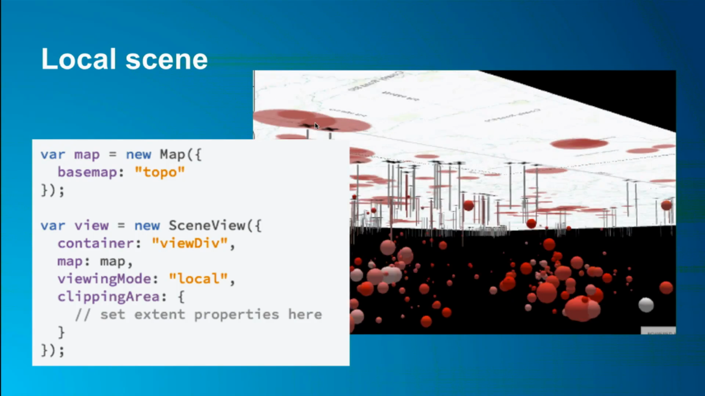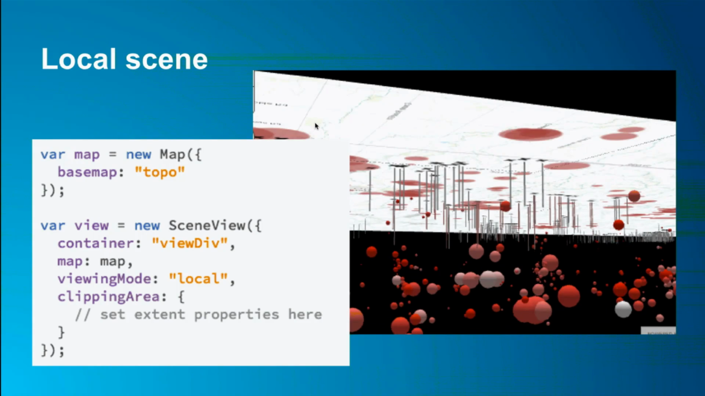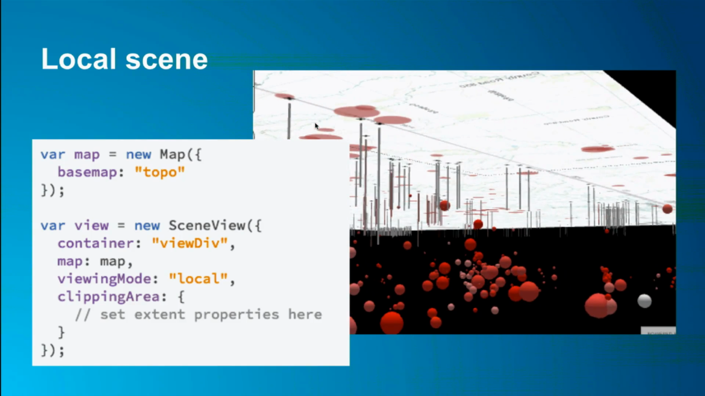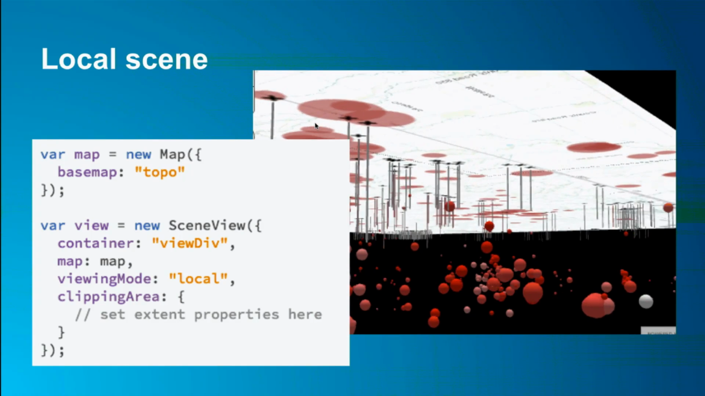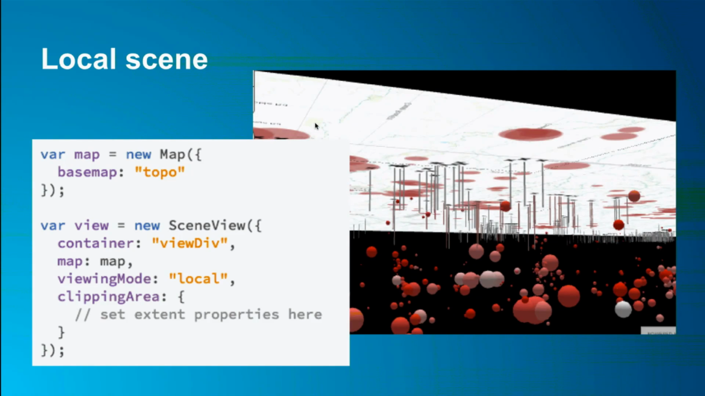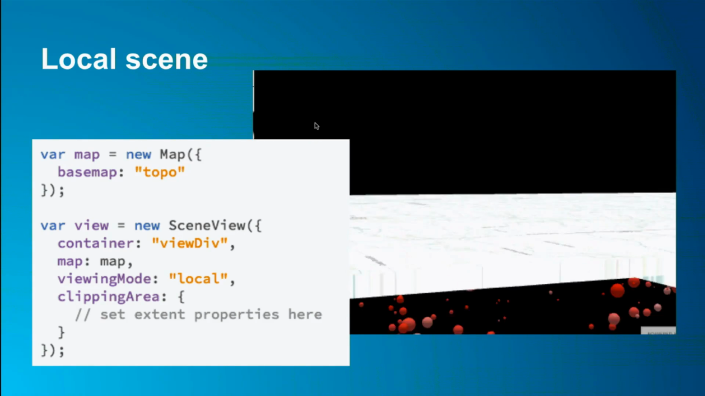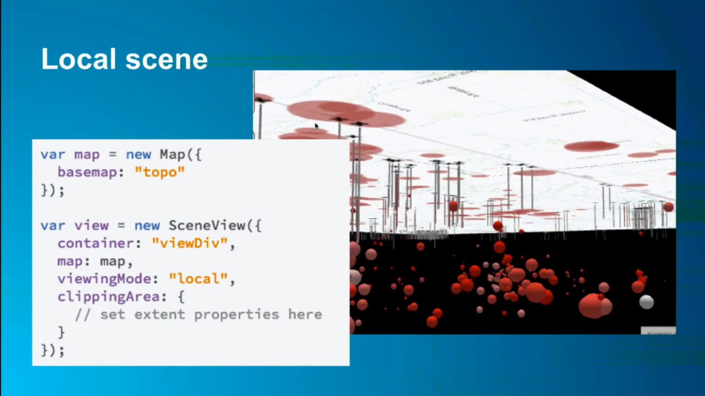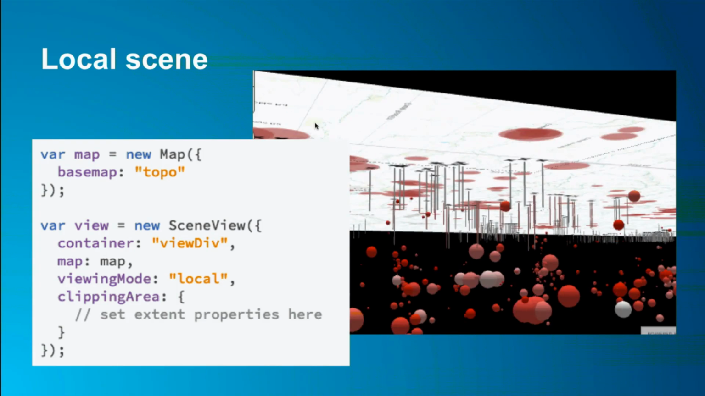So here's a look at a local scene. Notice that the viewing mode now says local. It's just a simple string. And in the example, I've set a clipping area in southern Kansas, and I'm able to render oil and gas wells and earthquake locations. So you can see data underneath the surface of the earth. So you can do some pretty cool things in 3D with just a few lines of code.